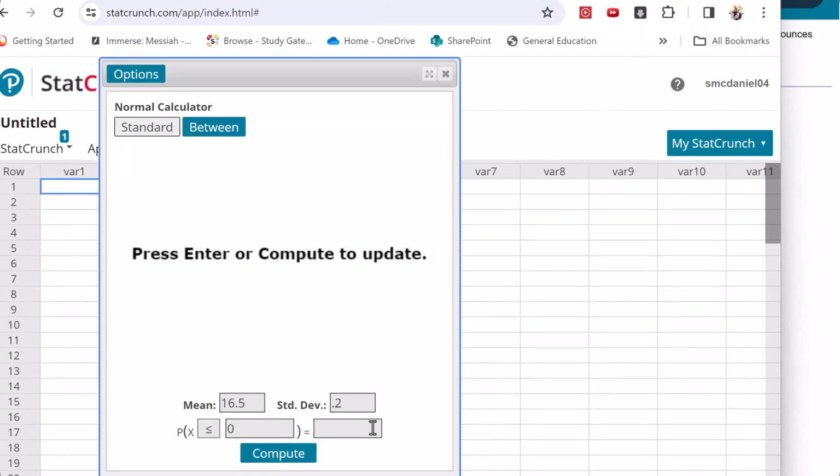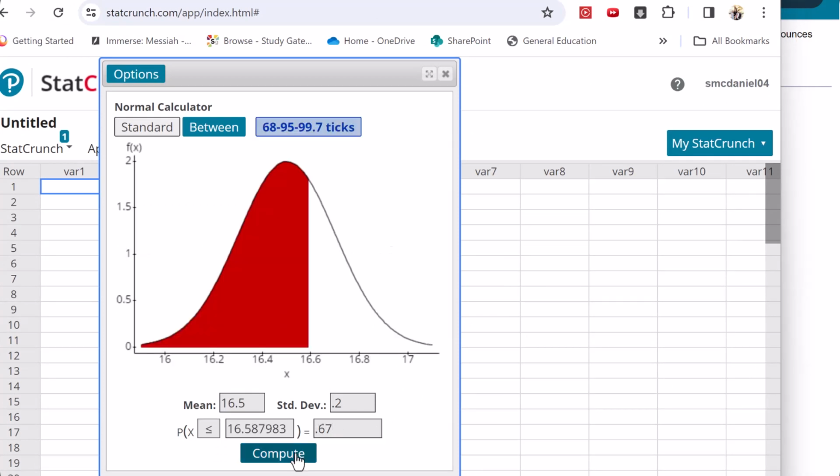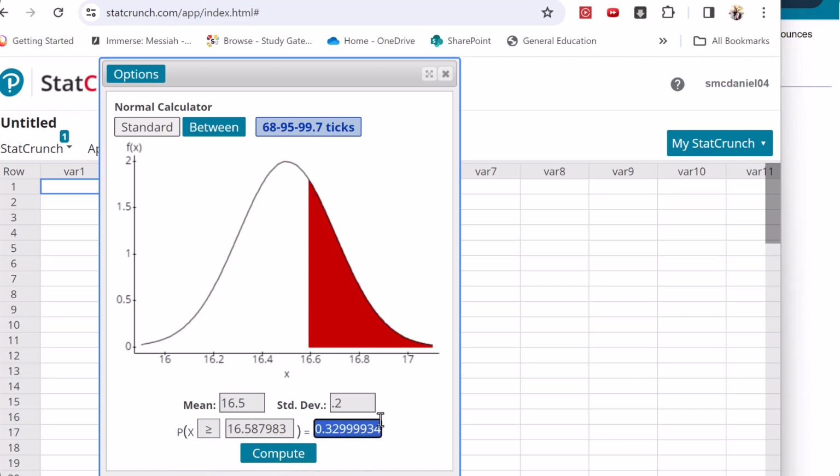So let's go ahead and put in 0.67 and press compute. So 16.59.